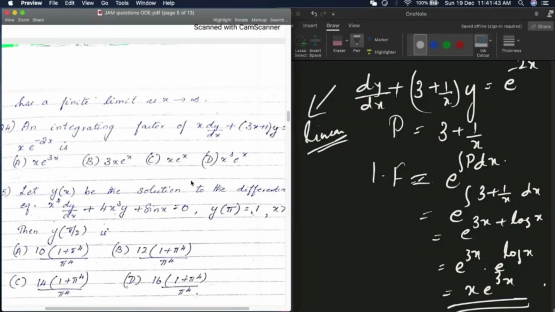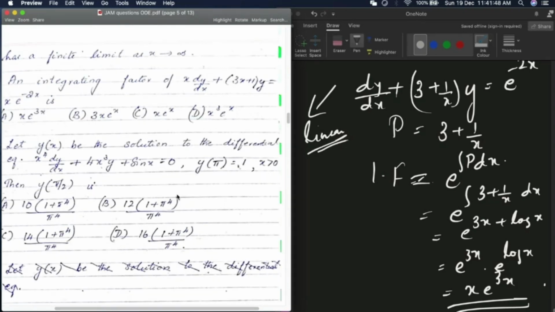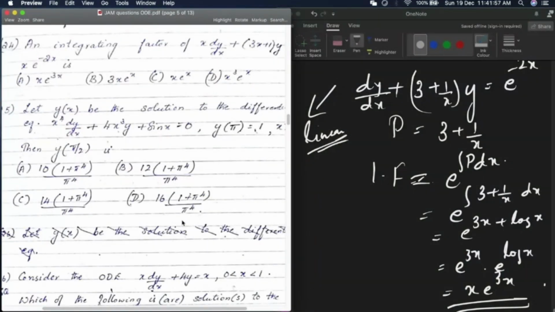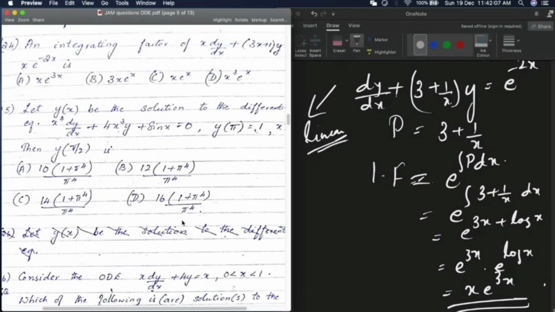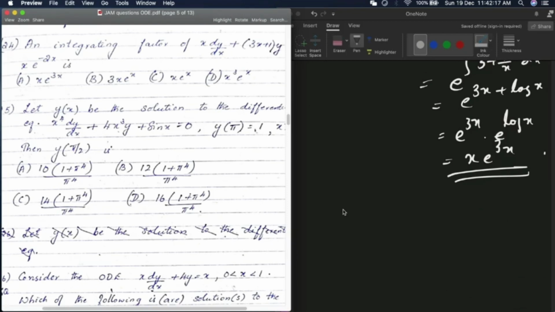Let y(x) be the solution of the differential equation x raised to 4 dy by dx plus 4x cubed y plus sin x is equal to 0, and y of pi is equal to 1, for x positive. Then find y of pi by 2. Again, you have to find the solution. I think this is also a linear differential equation. I'm seeing only one y there, the rest are all functions of x. You can divide throughout by x raised to 4. It's also direct linear. See, direct linear and direct exact, it's very easy.